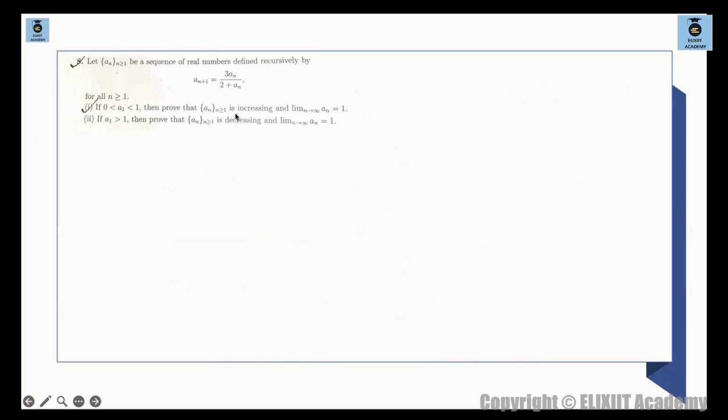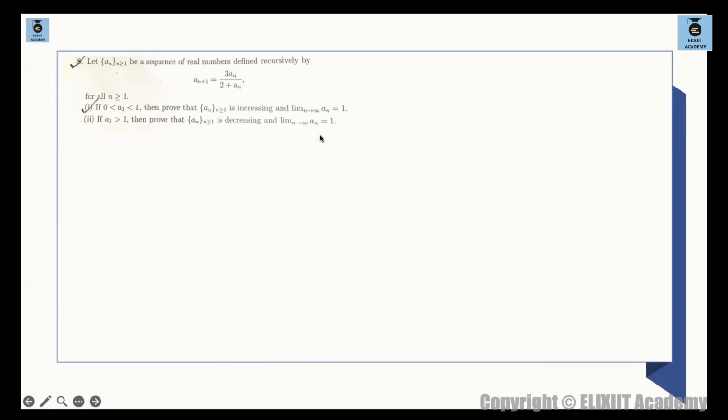Look at this question. Question says a n is a sequence of real numbers defined recursively by a n plus 1. So some recursion is given. A n plus 1 is 3 times of a n divided by 2 plus a n for all n greater than or equal to 1. The first part of the question says for a1 lying in between 0 and 1, we have to prove that an is increasing and limit n tends to infinity, an is 1. The second part says that if a1 is 1, then we have to prove that an is decreasing and limit n tends to infinity, an is 1.